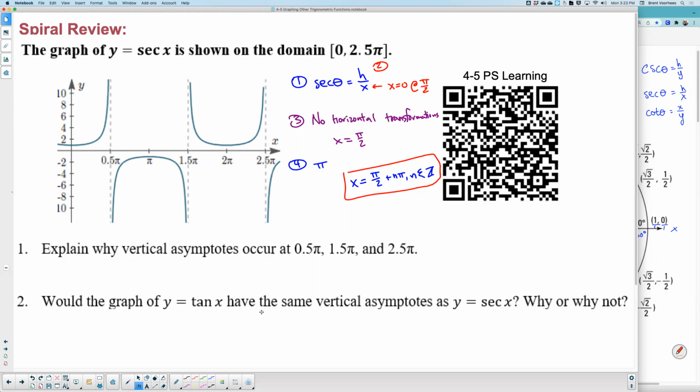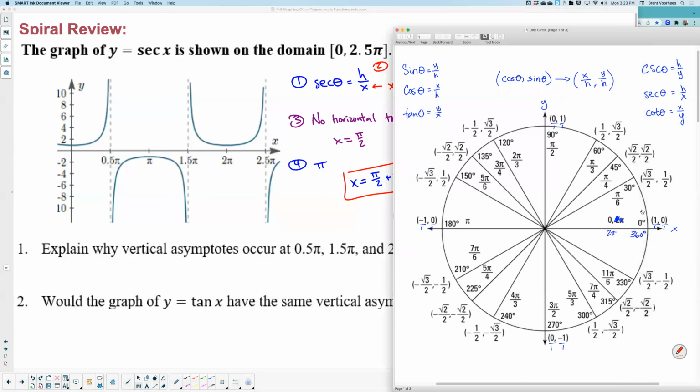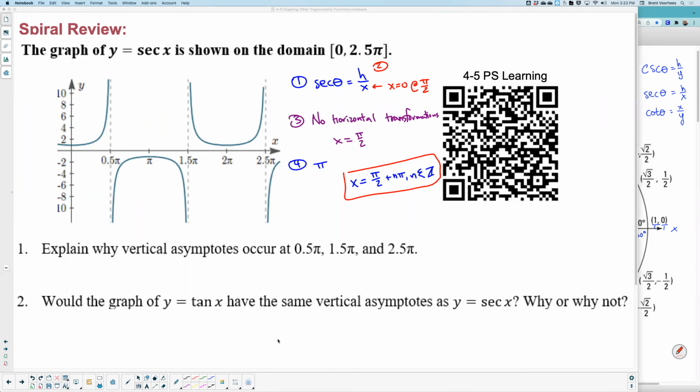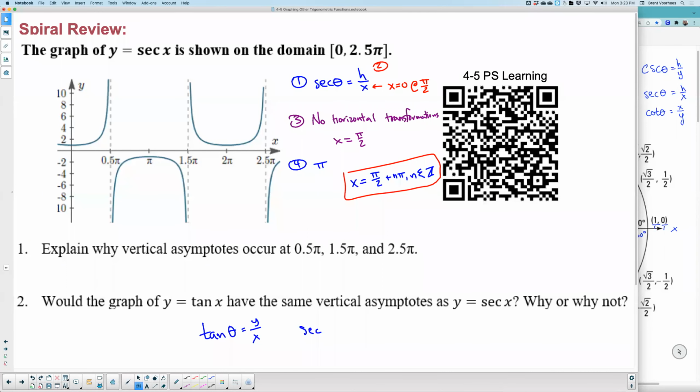Would the graph of tangent x have the same vertical asymptote as secant x? Why or why not? Well, to determine that, just look at what tangent is compared to secant. According to the cheat sheet, tangent is y over x, and secant is h over x. What gives you a vertical asymptote is dividing by 0. Notice these are the same values. Since they're both divided by x, they would both have asymptotes at the same time. Yes, these would have the same vertical asymptotes because we're dividing by the same variable x. So they would occur at the same spots.